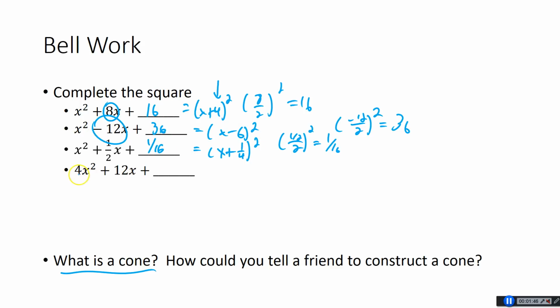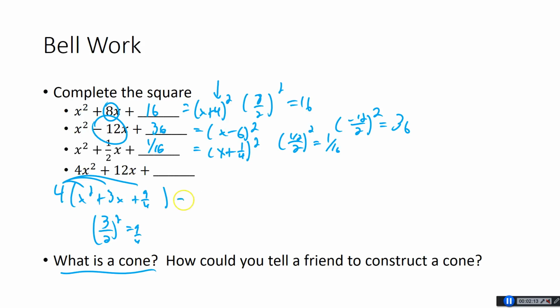Next one, this one you might be able to just kind of figure it out. You could be like, well, it's 2x and 2x, and then what's the last term going to be? You might be able to think about it that way. Here's how I'm going to do it, because this is how we're going to do it later in the chapter. I'm going to pull out the 4, left with x squared plus 3x. And then I think, okay, what do I have to do here? Well, it's going to be 3/2 squared. 3/2 squared is 9/4. So I'm going to add 9/4. And then I'm going to bring the 4 back inside.